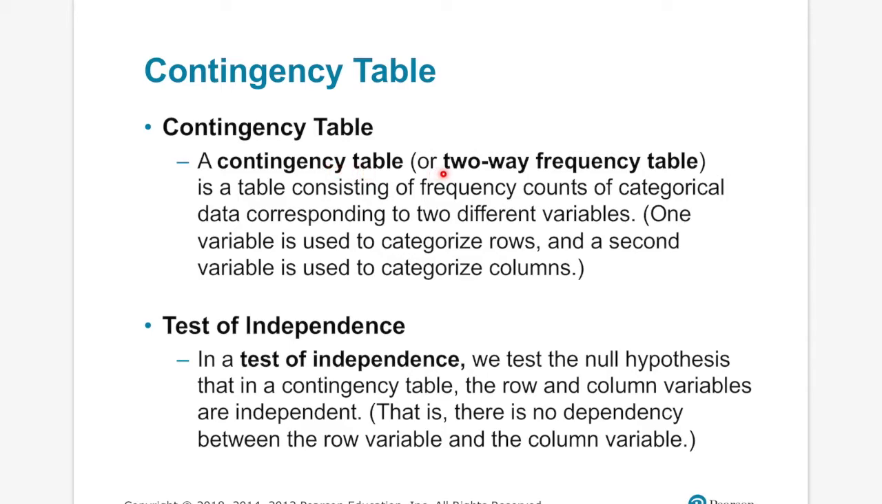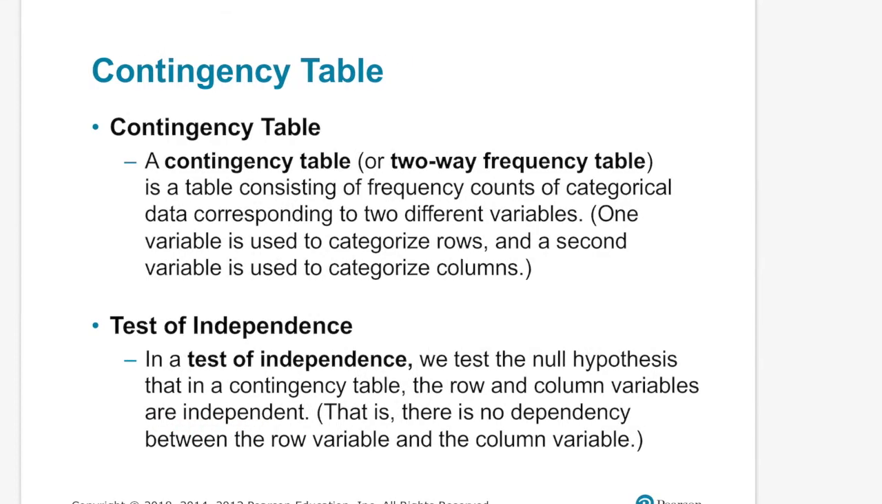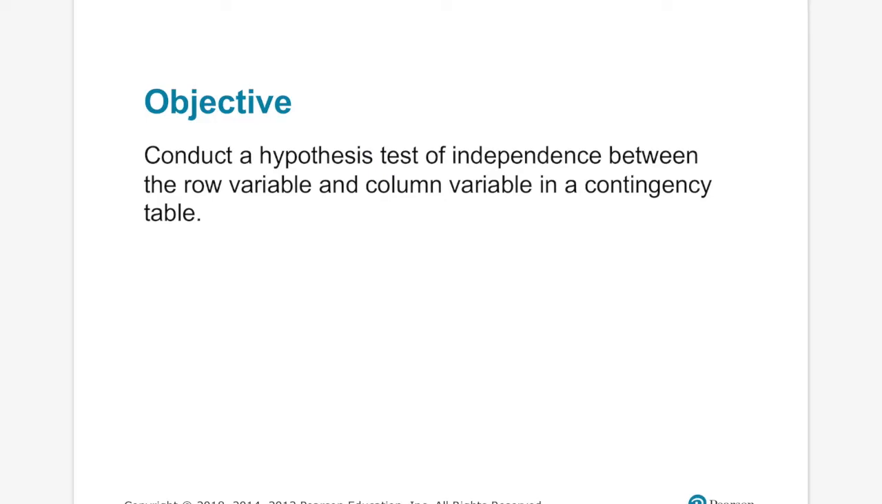A contingency table, or two-way frequency table, is a table consisting of frequency counts of categorical data corresponding to two different variables. In a test of independence, we test the null hypothesis that in the contingency table, the row and the column variables are independent. In this section, we are going to learn how to conduct a hypothesis test of independence between the row variable and column variable in a contingency table.